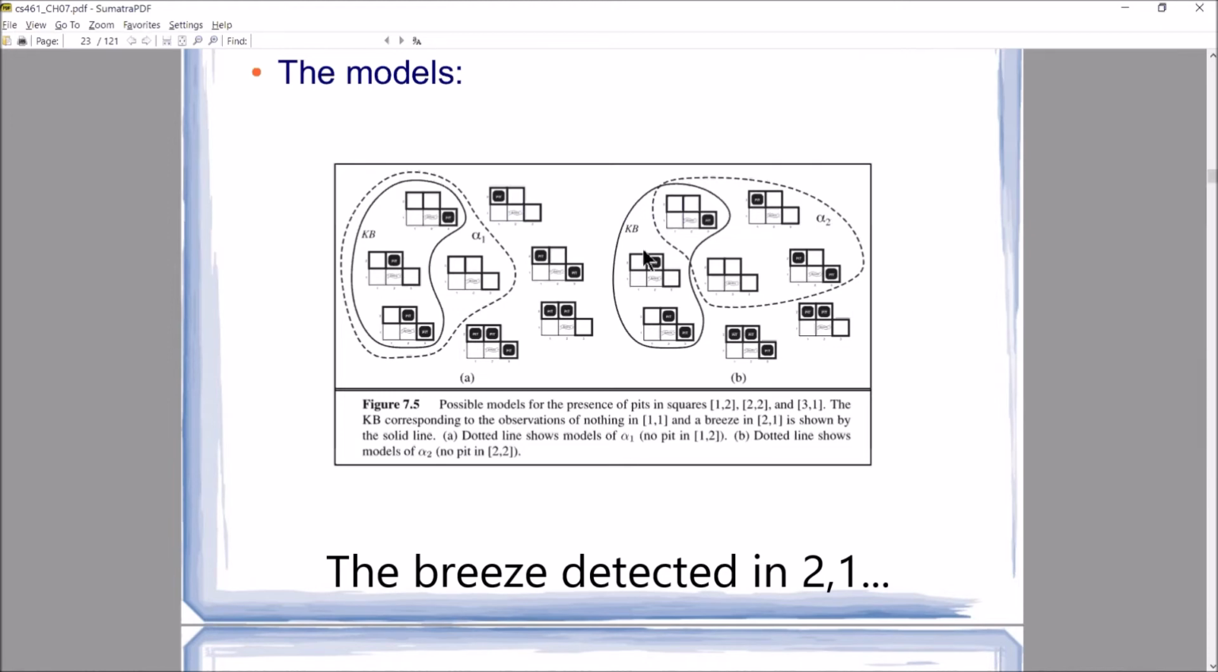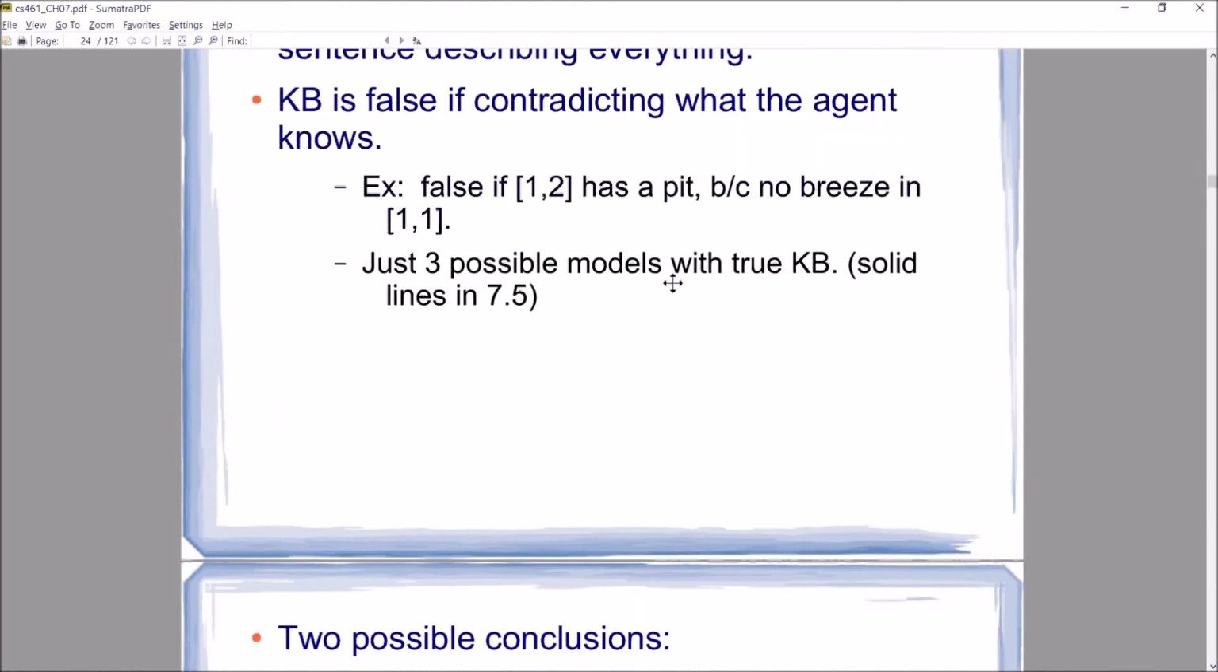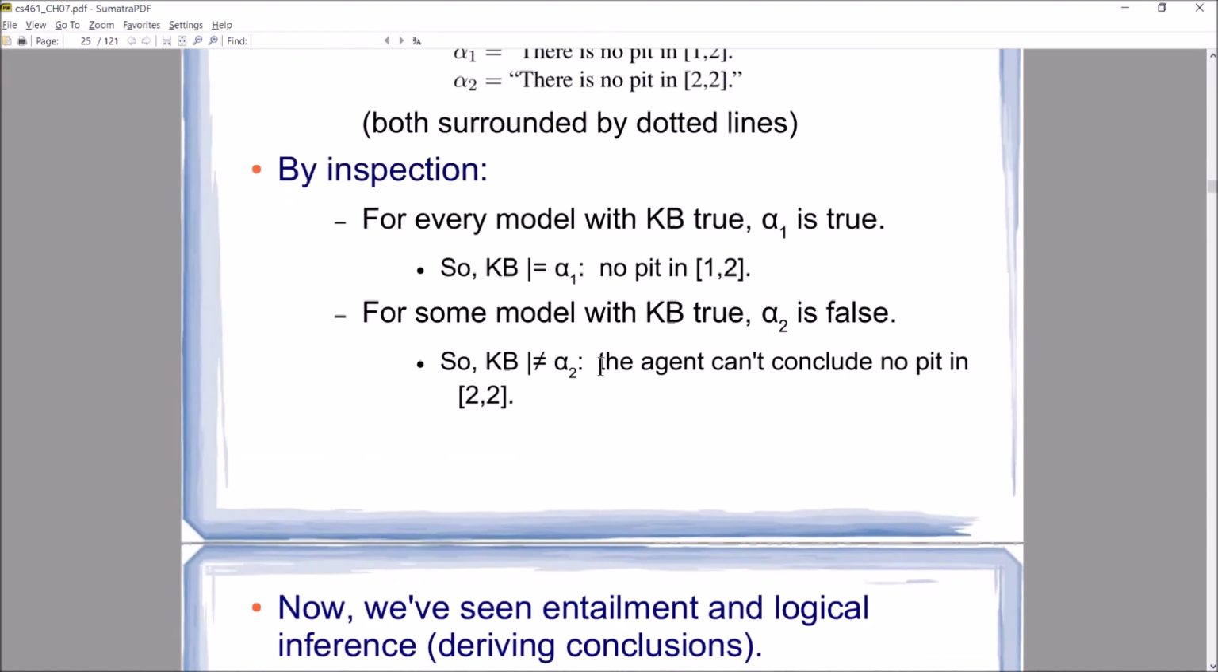So that sentence alpha sub 2, that states no pit in 2,2, doesn't entail, it doesn't follow. Because based off of our true knowledge base, there could be a pit in 2,2, because that breeze in 2,1 implies there can be a pit, right? It's a possible valid assignment of a pit to that square. Okay, so alpha 2 is not entailed by the knowledge base in that case. The agent can't conclude that there's no pit in 2,2.